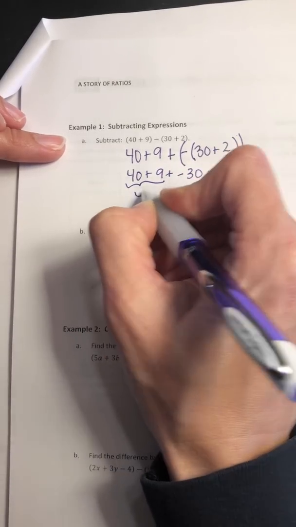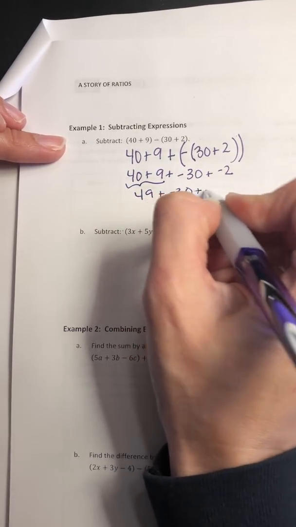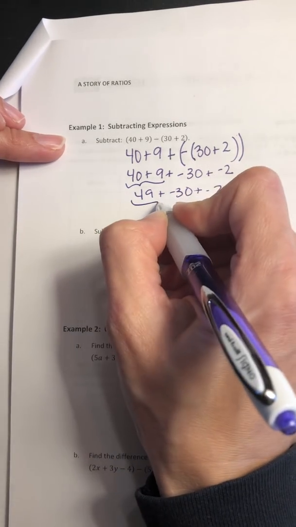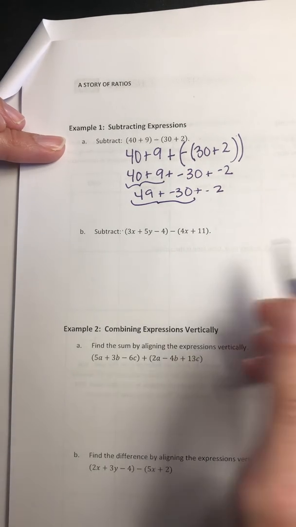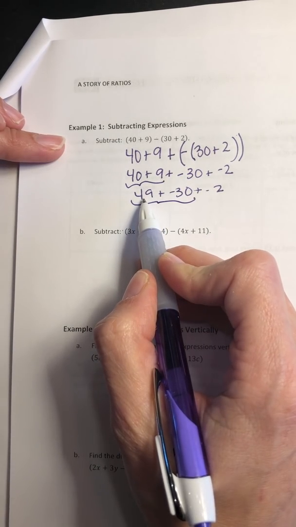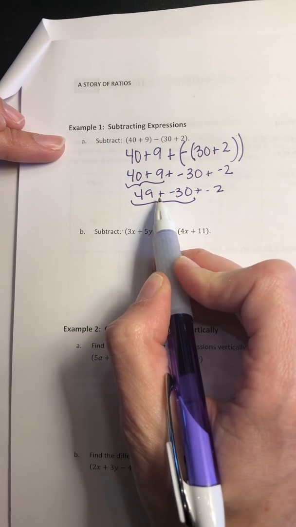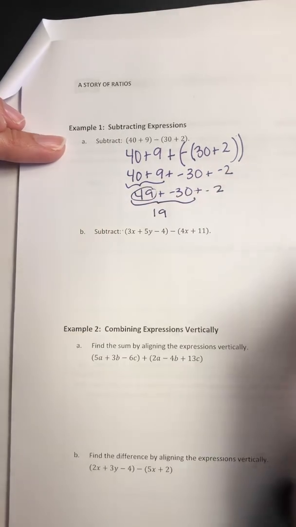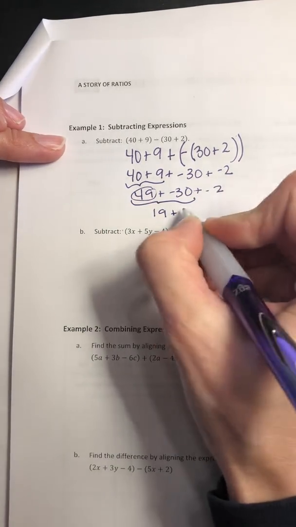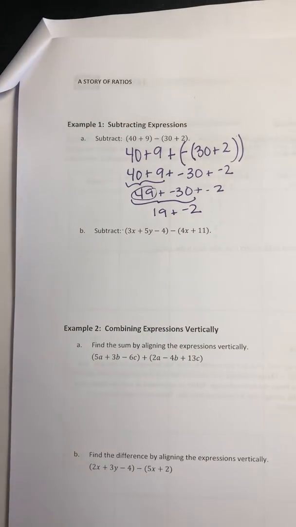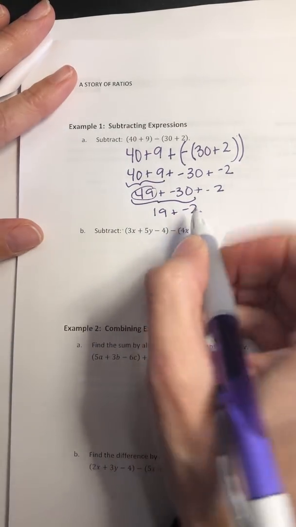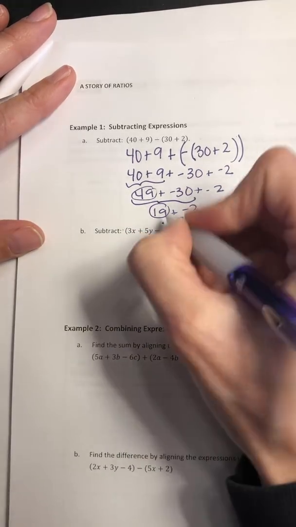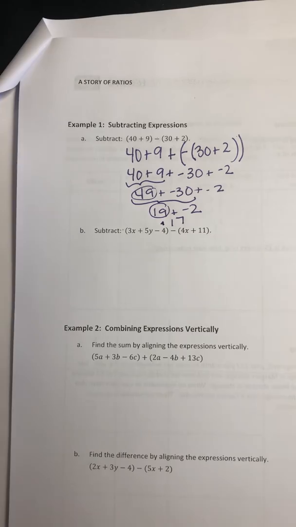So then we could combine as needed. 40 plus 9 gives us 49. What is 49 plus negative 30? Remember, you go to the right on the number line, then go to the left. Same sign, add and keep. Different sign, subtract. Take the sign of the larger number, then you'll be exact. And then we have 19 plus negative 2. Again, like we just said, different sign, so we subtract. Take the sign of the larger number, then we'll be exact. So that is a positive 17.